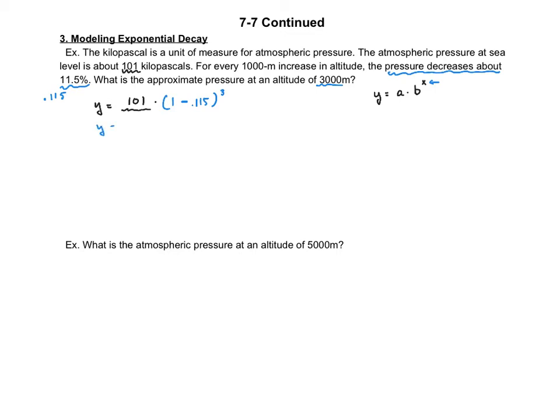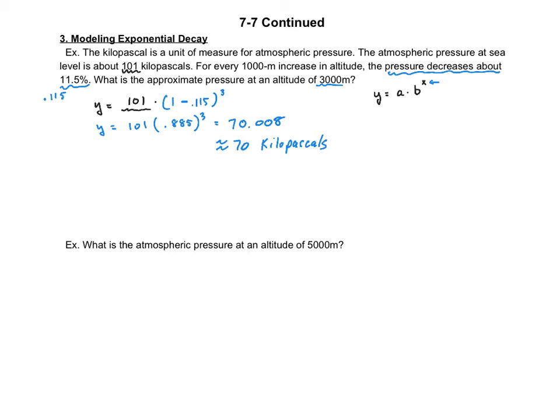Let's see here. We got y is equal to 101 times 0.885 raised to the 3rd power, which is going to give me about 70.008, or approximately 70, and that is going to be the atmospheric pressure at 3,000 meters. That is going to be 70 kilopascals, and that's what we've been working with, and that is the atmospheric pressure.